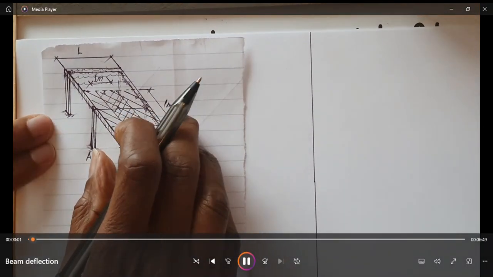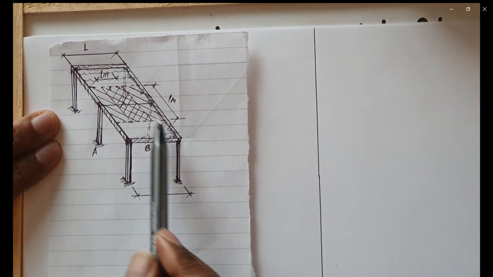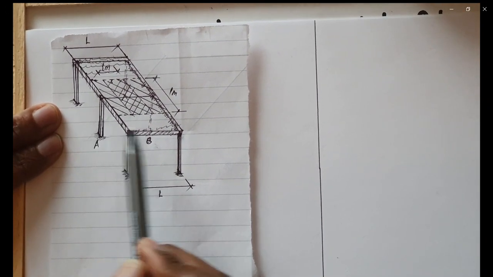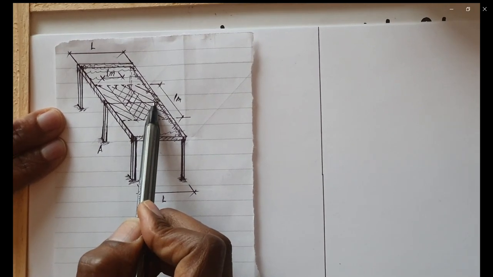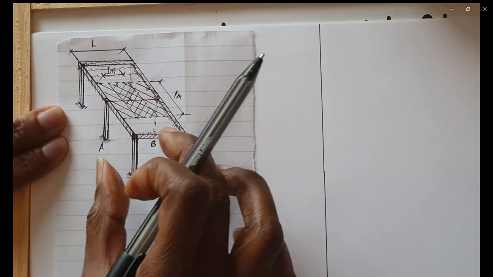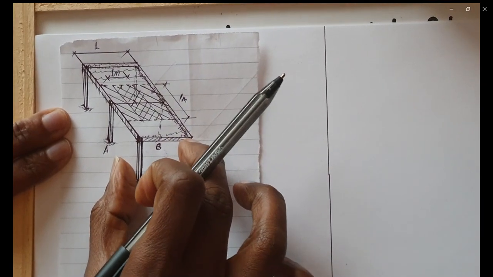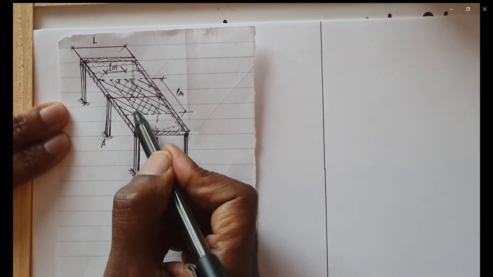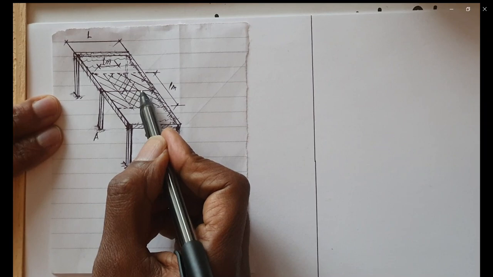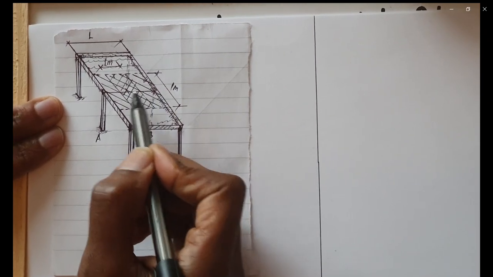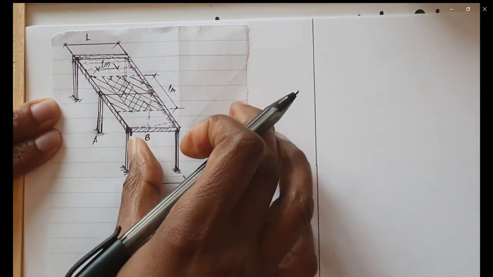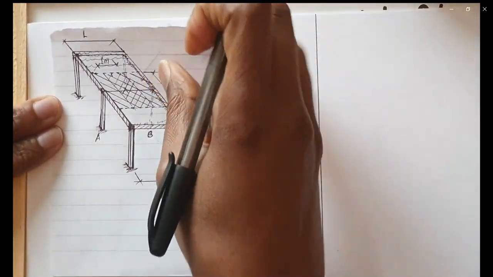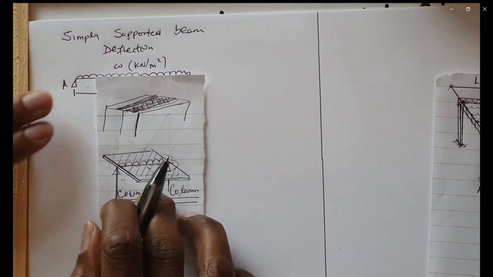Here is a simply supported structure, a portal frame. How do we analyze the deflections at the center of the beams? When it is a portal frame, we have to consider a 1 meter length of the structure on both sides, and then apply that to work out the moment at the center. The way to represent it is like this.